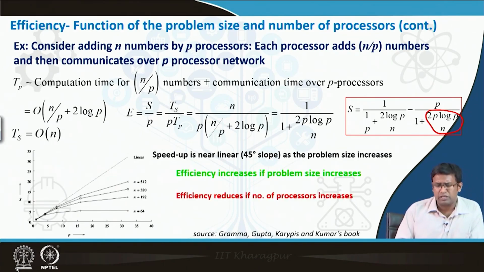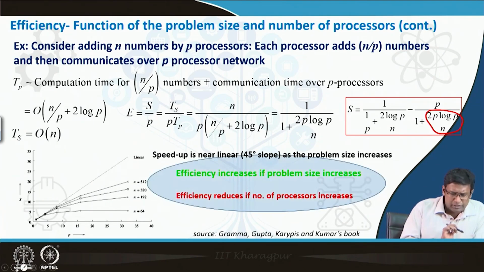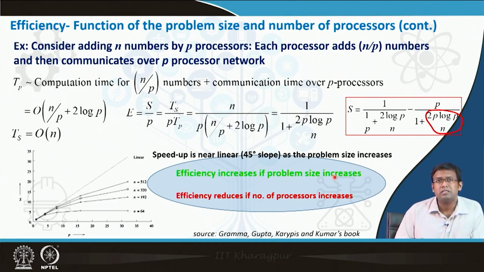But efficiency reduces if the number of processors increases. Speed up becomes flat, the slope of speed up reduces, and efficiency is speed up divided by p. Therefore, as the number of processors increases, speed up becomes flatter and S by p will be a smaller number. So efficiency reduces as the number of processors increases. So we can summarize this: efficiency is a function of problem size and number of processors. As the problem size increases, efficiency is more. As the number of processors increases, efficiency is smaller.